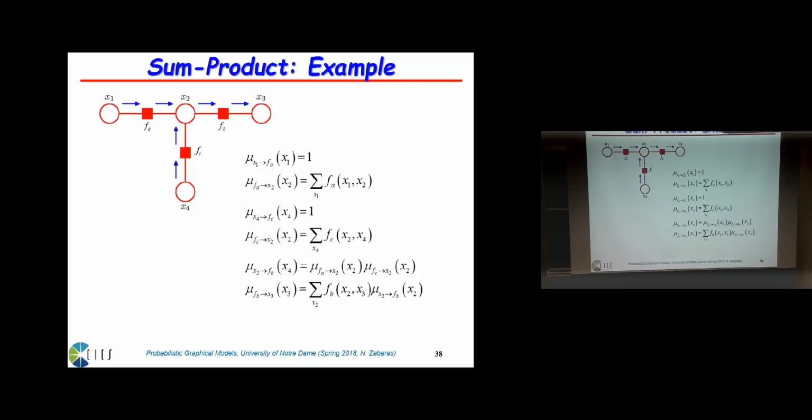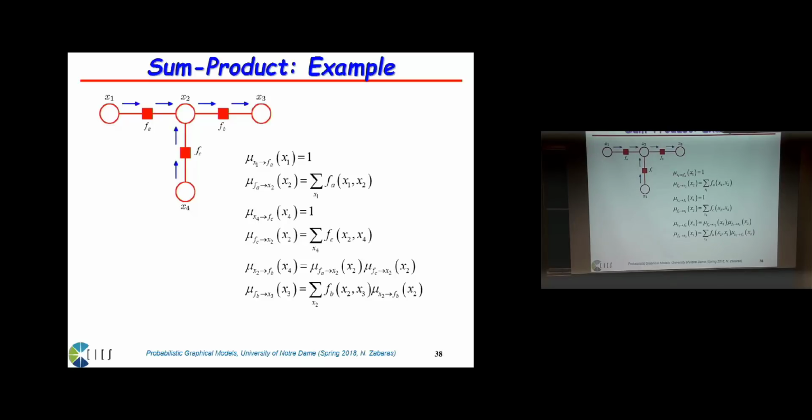I know, but we said it's a boundary condition, right? It's the boundary condition for this problem, and it's because the root here is a variable node. It's not a factor, okay? And we will do something with a factor maybe in another example. So from x1 to fa, this message is equal to 1.